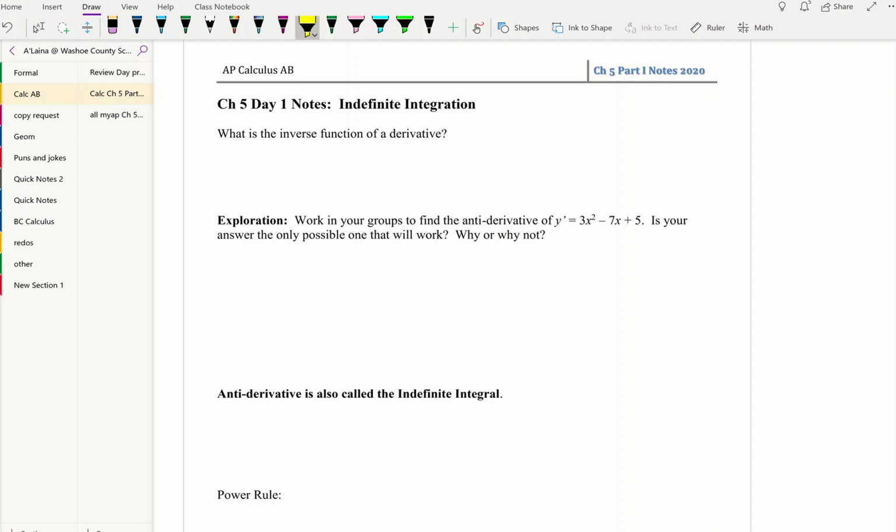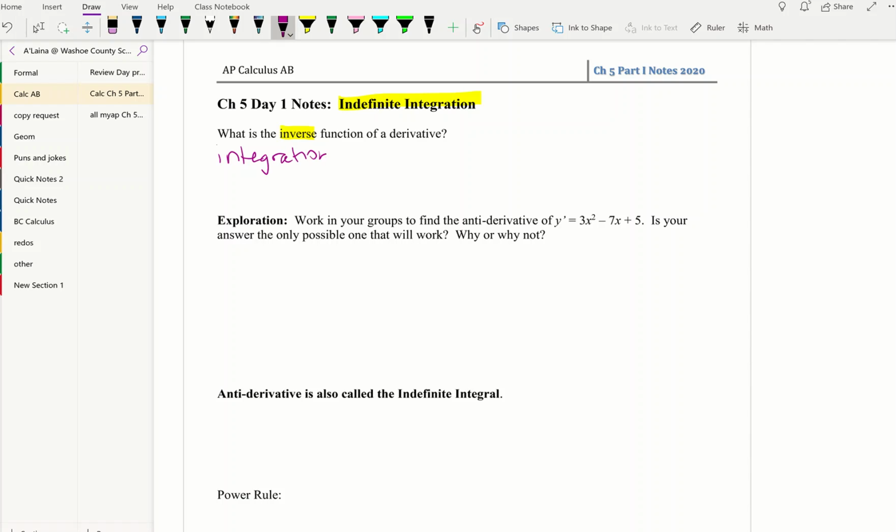First day, day 1, we're going to look at what's called an indefinite integral. Basically, derivatives have inverse functions that undo them, just like the inverse of multiplying is dividing, the inverse of addition is subtraction. The inverse of a derivative is called an integral.